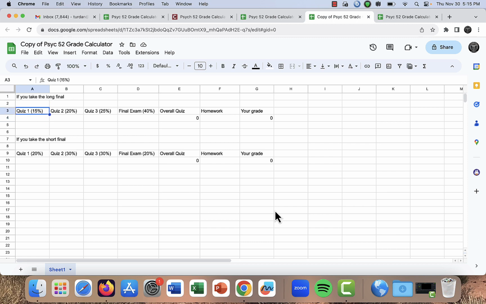If you take the long final, this is the percentage that each of the tests and quizzes count towards your overall quiz grade. And then there's a formula that I plugged in to calculate your overall quiz grade based on the numbers that you plug in here. So say you got an 80 on the first quiz, 85 on the second quiz, 87 on the third quiz, and on the final exam you get a 90, like that. And then it calculates your overall quiz grade to be 86.75.